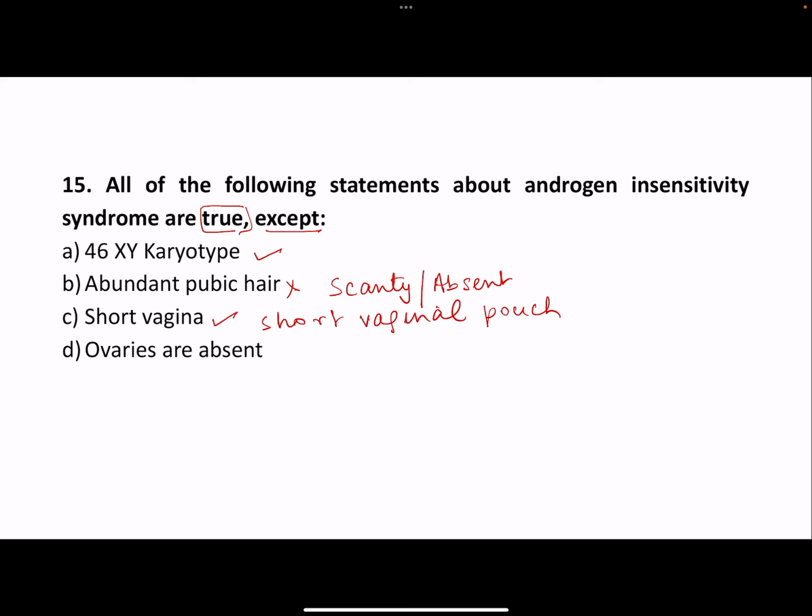Regarding option D, ovaries are absent. This is also true because in androgen insensitivity syndrome, the testes are present in the inguinal canal. So the false statement regarding androgen insensitivity syndrome is option B, that is abundant pubic hair.